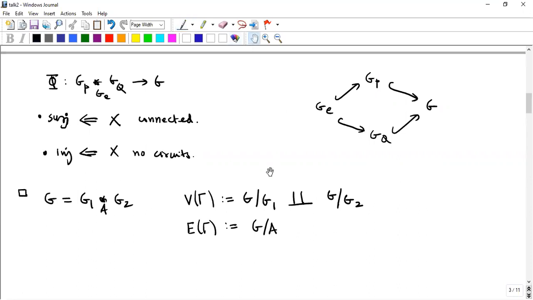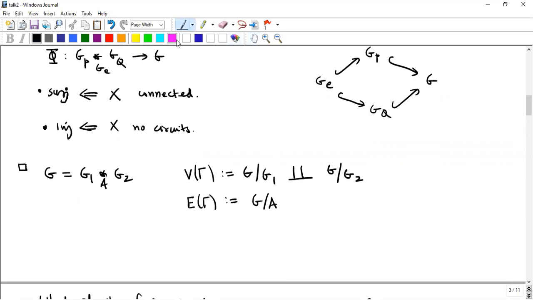What are the structure maps? Remember, our graphs were equipped with structure maps, right? It had an endpoint map and a conjugation map. To get the conjugation maps, I should set the edge set to be all elements of G by A and their formal conjugates. You can think of every element of G by A as a symbol and take the conjugate symbols. And so what are S and T?